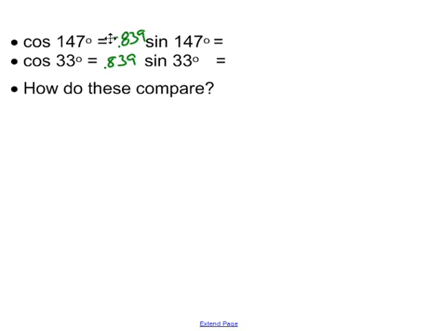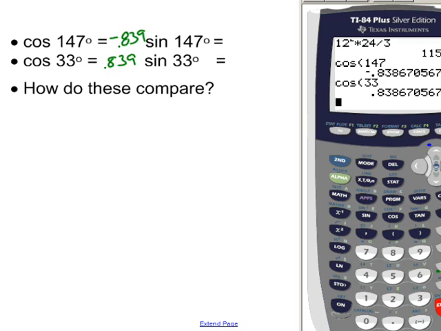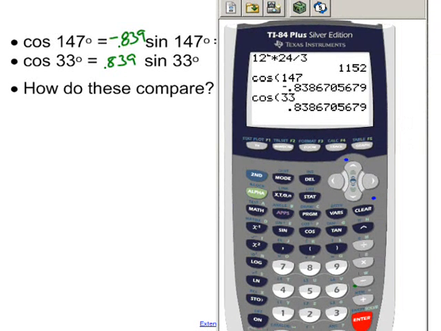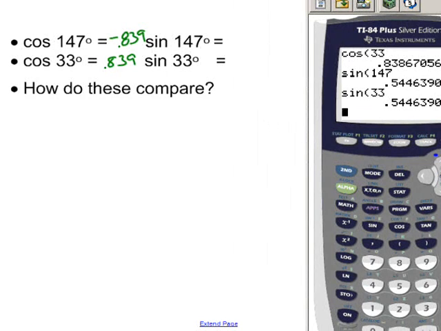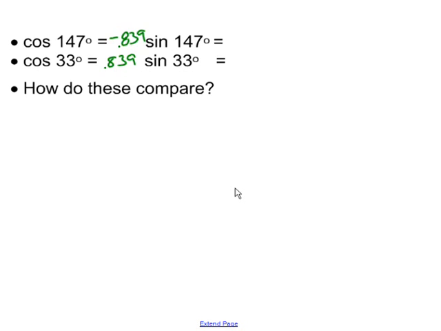If I do a similar thing with sine, so I do sine of 147 and hit enter, and I do sine of 33 and hit enter, notice this is the exact same answer. It's not even off by a negative like cosine was. So record those, 0.545.